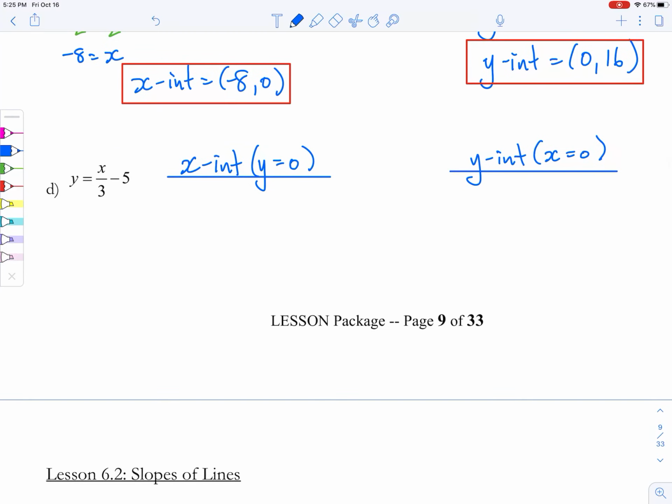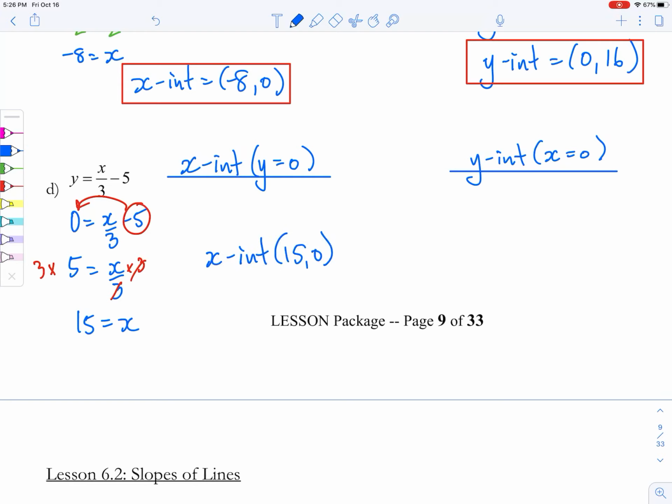For the last ones, x-intercept, set y equal to 0. 0 equals x over 3 minus 5. I'm going to bring the minus 5 over to the other side, so it becomes positive 5 equals x over 3. We want x by itself. It's being divided by 3, so we're going to multiply both sides by 3 to get rid of that fraction. And we get 15 equals x. So our x-intercept is going to be 15, 0.